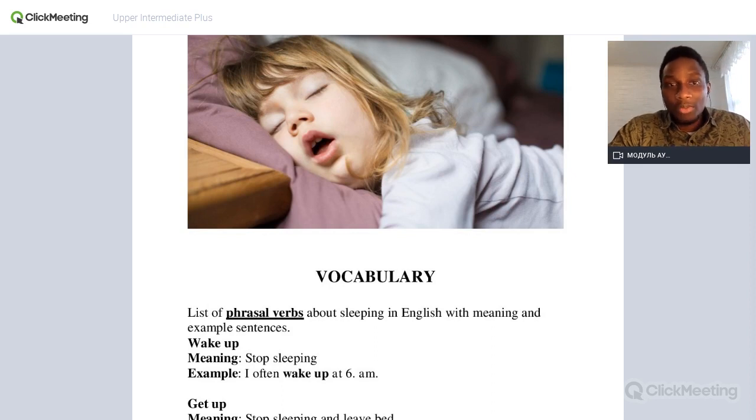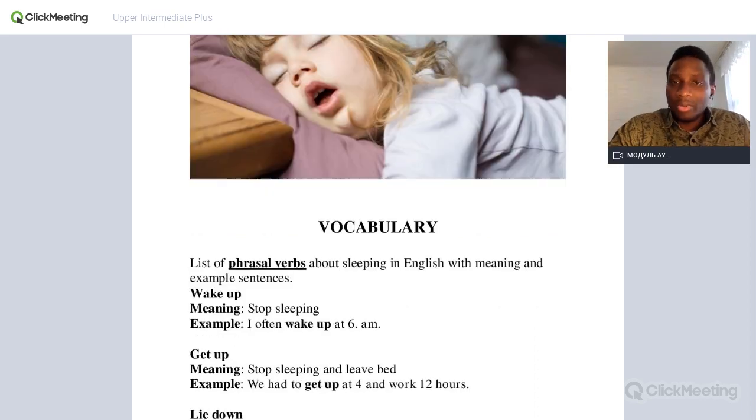The most common one, if you look at the first one, is wake up. When you wake up, it means you stop sleeping. Talking about your sleeping habits, for example: I often wake up at 6 a.m. We have wake up.